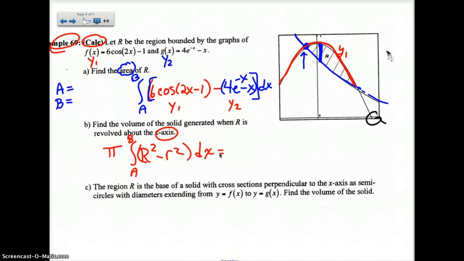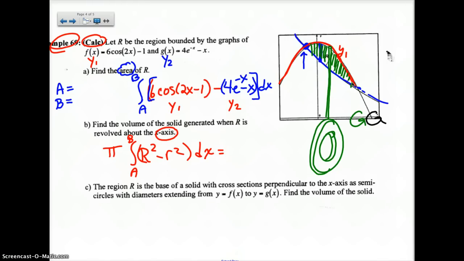So really, my only challenge here is to determine what the big radius is and what the little radius is. So back up to my picture, draw one representative rectangle. Remember, you're going to picture spinning that around, creating a disc, a washer. And so you're going to take all those washers and sum their volumes up, creating the volume of the solid.